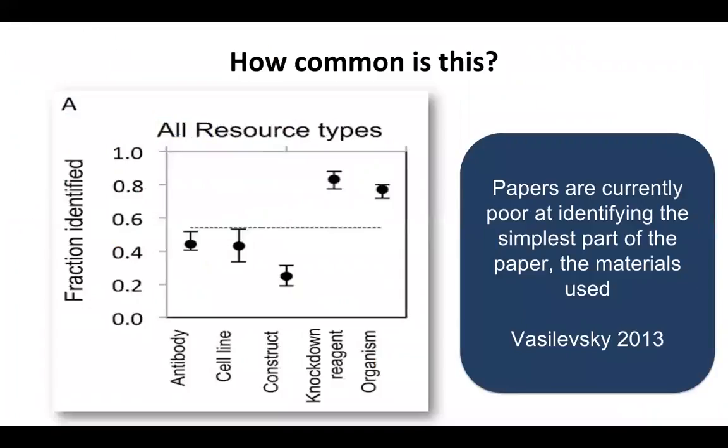So how common is this? Nicole Vasilevsky and colleagues back in 2013 published a paper where they looked across a lot of different resource types and looked at how many had enough information to reliably trace back to a single offering in a catalog or a single offering in a stock center. And you can see that it's not very good. Some things are better than others, but generally things hover around 50% or below.